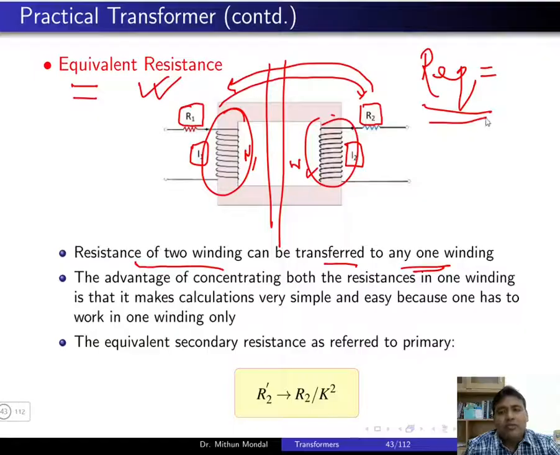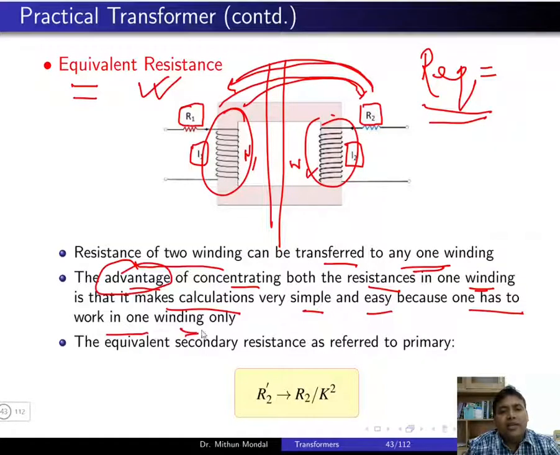So what is R equivalent? The total resistance of the transformer winding, primary and secondary. Now, what is the advantage of concentrating both resistances in one winding, that is, transferring R2 to this side or R1 to this side? It makes the calculation very simple and easy, because one has to work on one winding alone. Here you have two windings, the primary winding and the secondary winding.